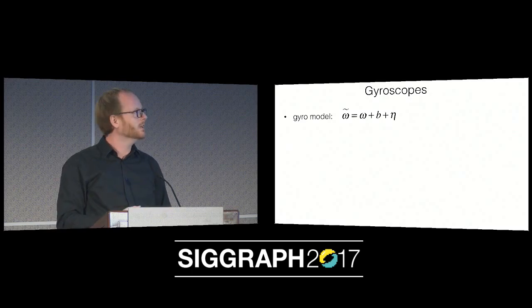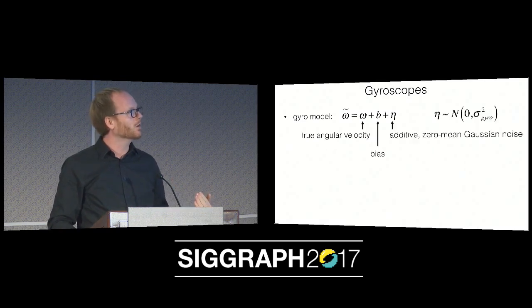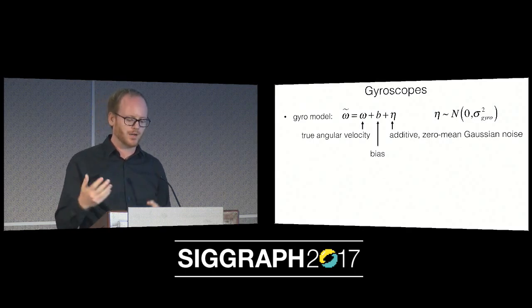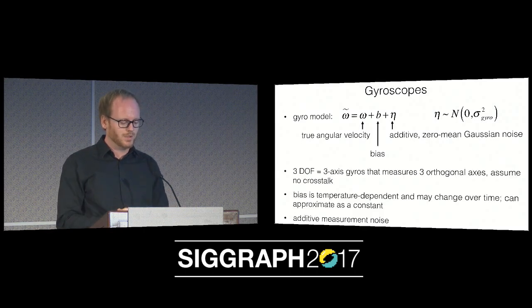A gyroscope measures angular velocity, and we're going to use the following gyro model. The measurements are a sum of the true angular velocity, omega, plus some bias. And the bias I'll talk about in a second, but plus some additive Gaussian noise. So Gaussian measurement noise is quite common for all sensors, but the bias is a little bit unique here.